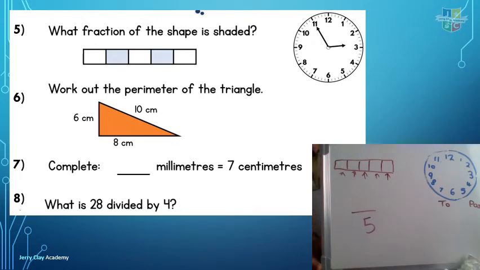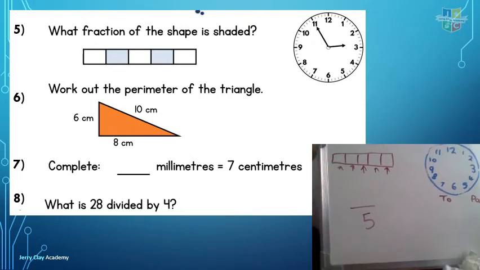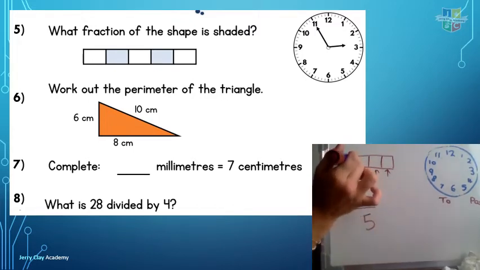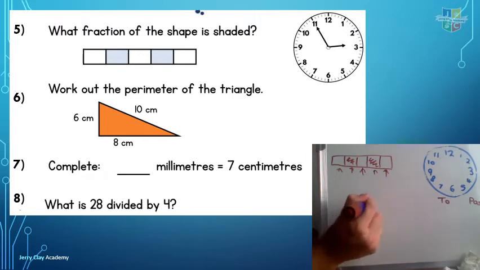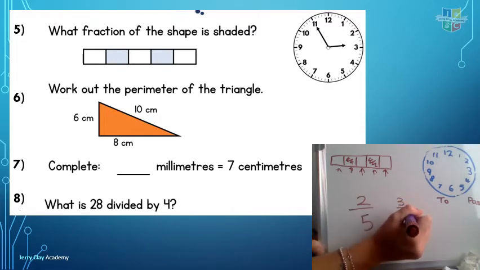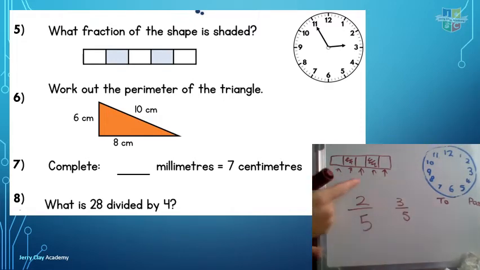Now I want to see what fraction is shaded. I can see that just this one and this one are shaded, so I can say that 2/5 are shaded. For a bonus point, can you quickly tell me what fraction is not shaded? Well done if you said it was 3/5 isn't shaded, because 2/5 are shaded and 3/5 are not shaded.